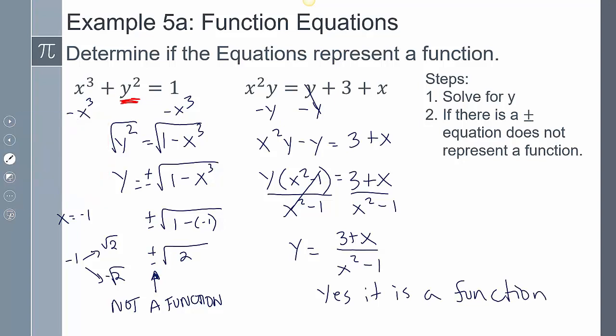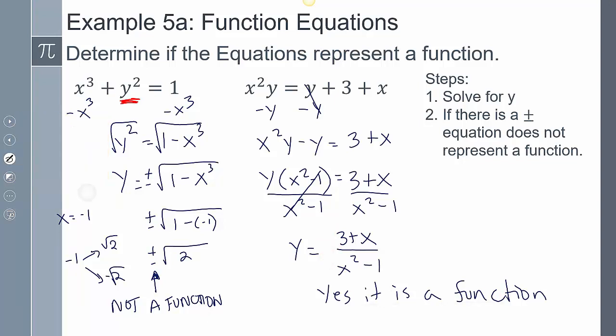Now, generally speaking, the pattern that we're going to be seeing here is the first thing we have to do is get y by itself. So notice in this equation, I got y by itself. In this equation, I got y by itself. Once you get y by itself, you have to examine, do I have a plus or minus? If you do have a plus or minus, you know that it's then not going to be a function. So because there's a plus or minus, not a function. No plus or minus, yes, it is a function.